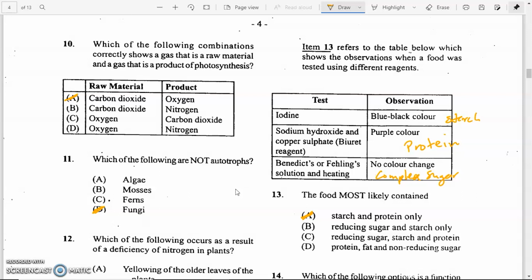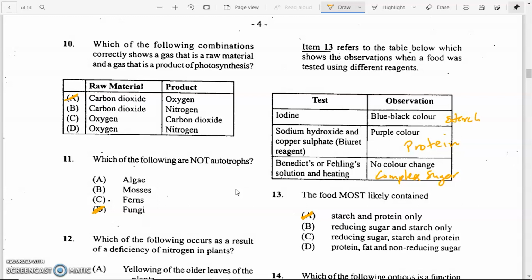Number 11. Which of the following are not autotrophs? You have algae, mosses, ferns, and fungi. So the answer here is D. Fungi are heterotrophs. They are not autotrophs.